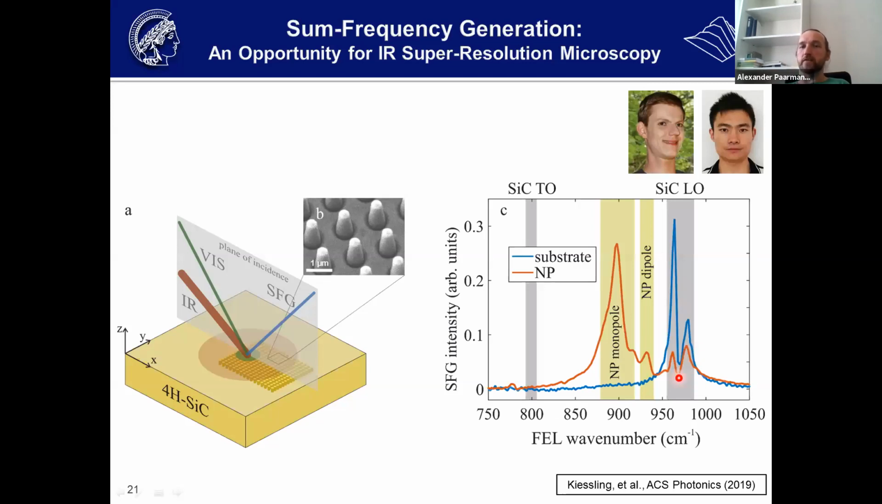The substrate resonances are diminished or reduced, and we see the polariton resonances pop up. So qualitatively very similar to what we had seen in the SHG. Beautiful. And now I think, okay, this is a very nice contrast. Let's try to image this.